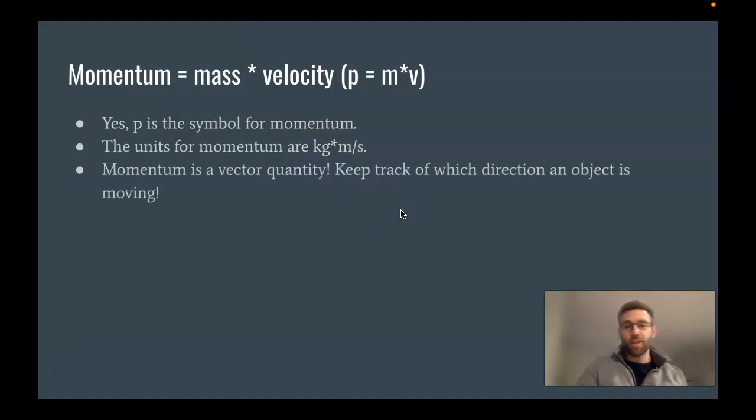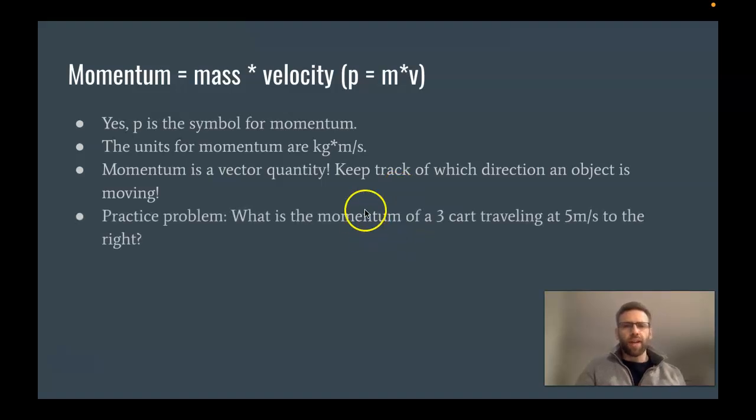Momentum is a vector quantity, so keep track of which direction an object is moving. Because momentum is a vector quantity, it can be negative, and you need to keep track of which direction it is moving, left, right, east, west, whatever term is used in the problem that you're given.